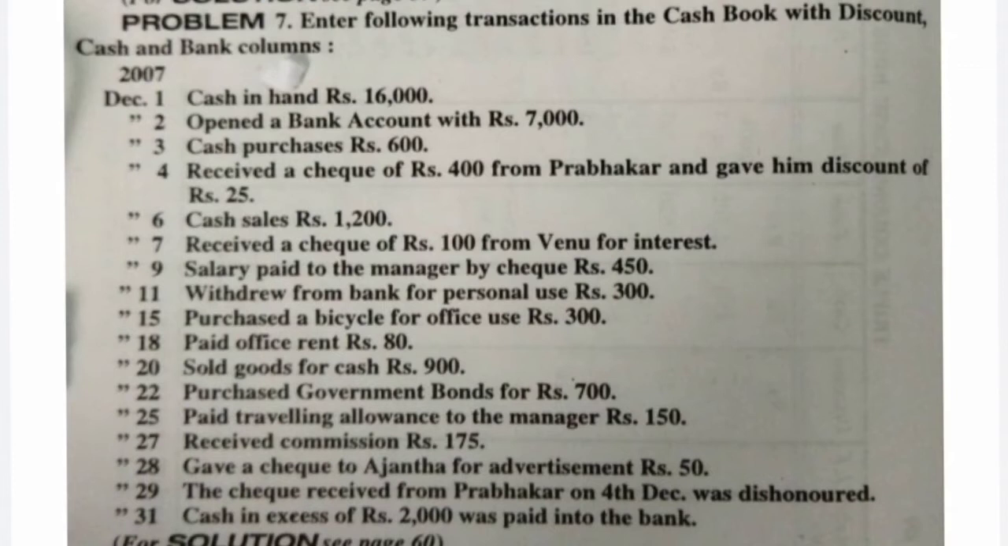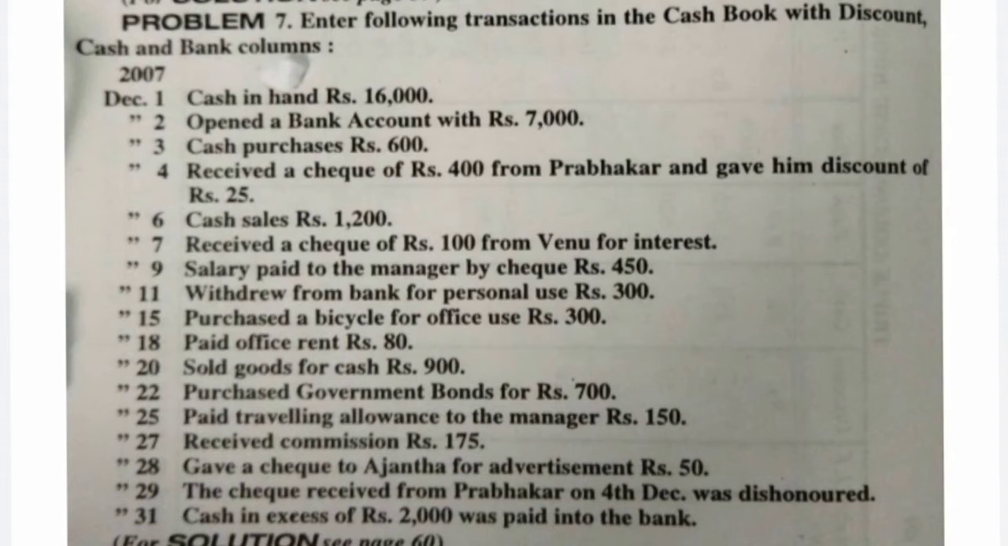Purchased a bicycle for office use. Bicycle is an asset. If we treat it as an asset, the entry would be bicycle account debit to cash account. Here nothing is given about whether the bicycle was purchased through cash or check, so we can assume it as cash. So the entry would be bicycle account debit to cash account 300. Cash is on the credit side, so you will credit the cash column in the cash book.